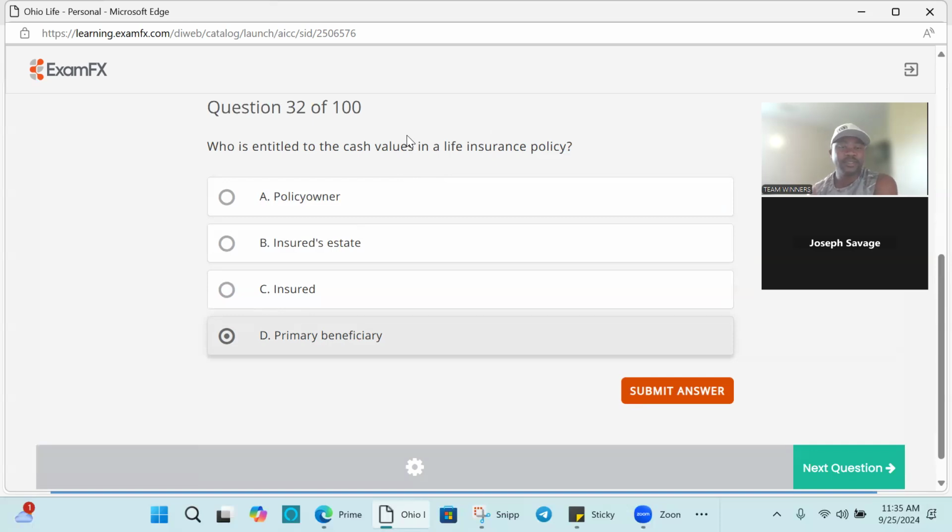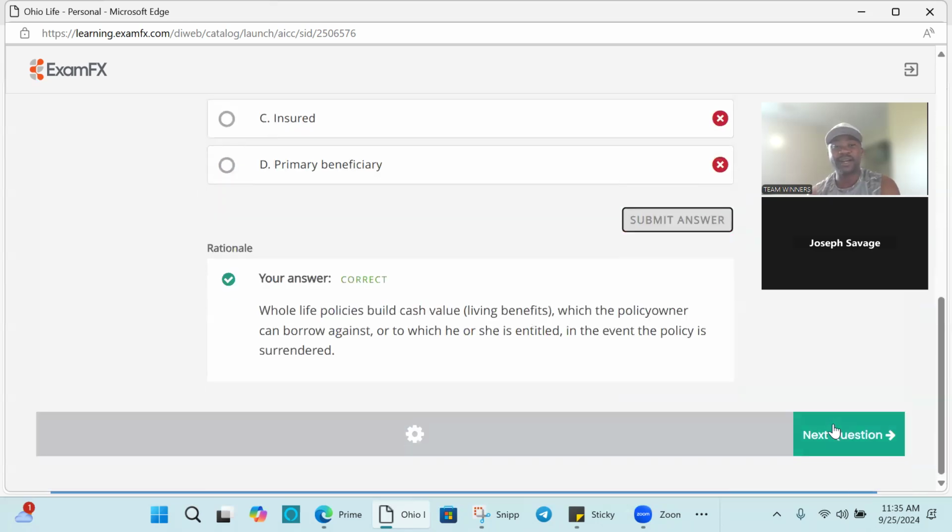The answer is A. Only the policy owner can borrow the cash value. Oh, okay. I was thinking that my thought process was after the death of the insured. Yes. So really, cash value will never, ever end up in the family's hands unless someone takes it. That is correct. Oh my God.